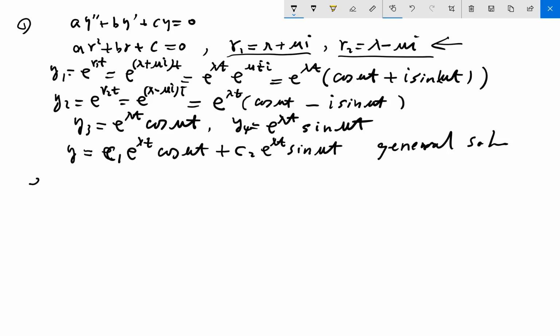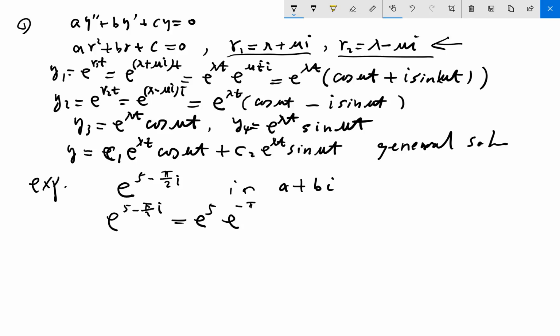Now let's look at examples. The first example is your homework problem. They want us to use Euler's formula to write this complex number in the form a plus bi. Use the property of exponential functions and Euler's formula. This one can be written as e to the 5 times e to the negative pi over 2 i.